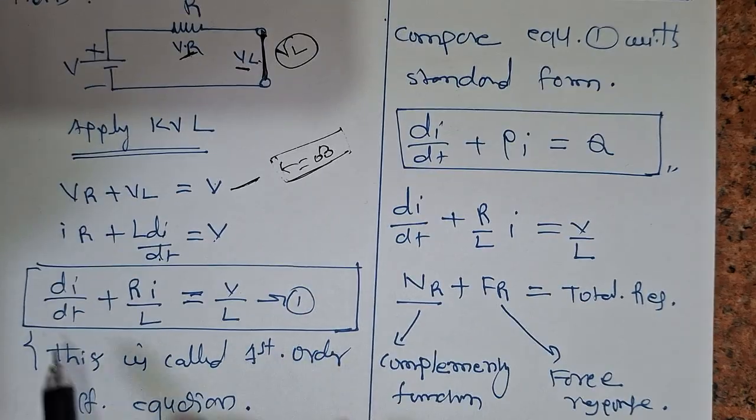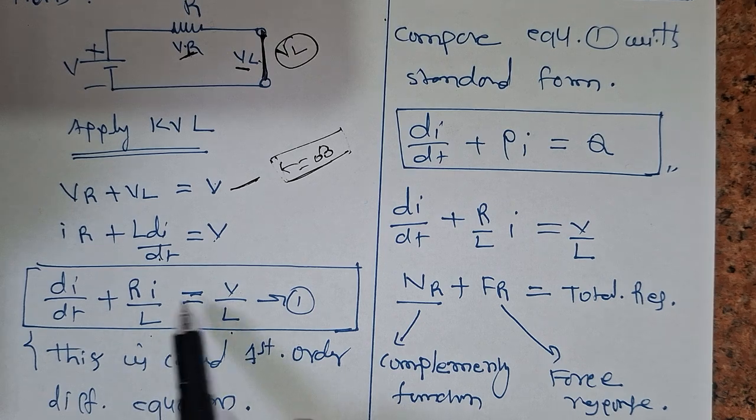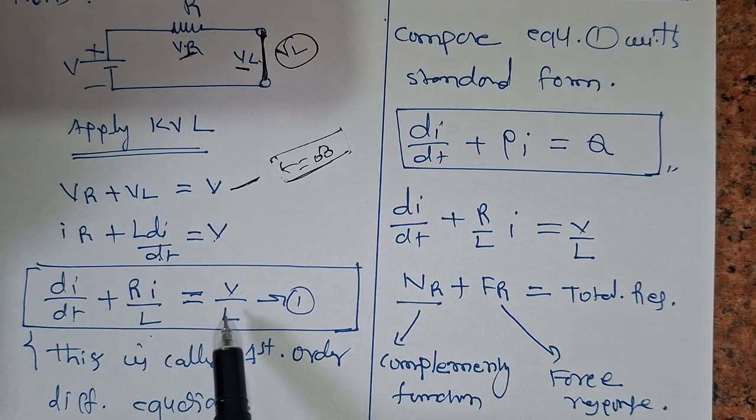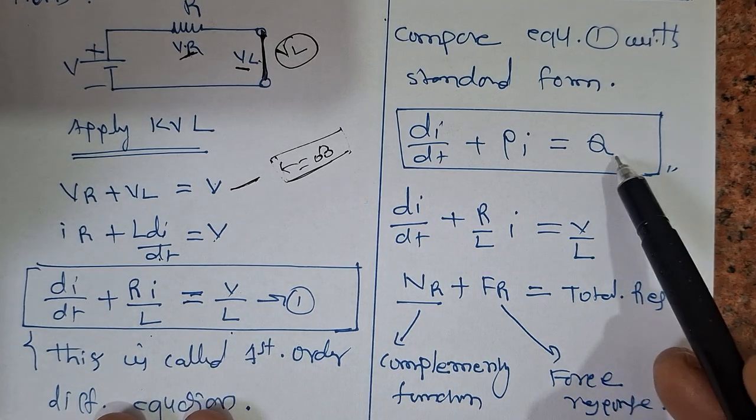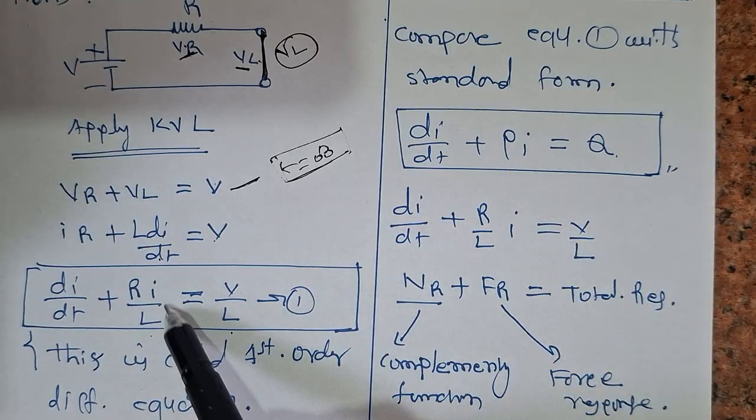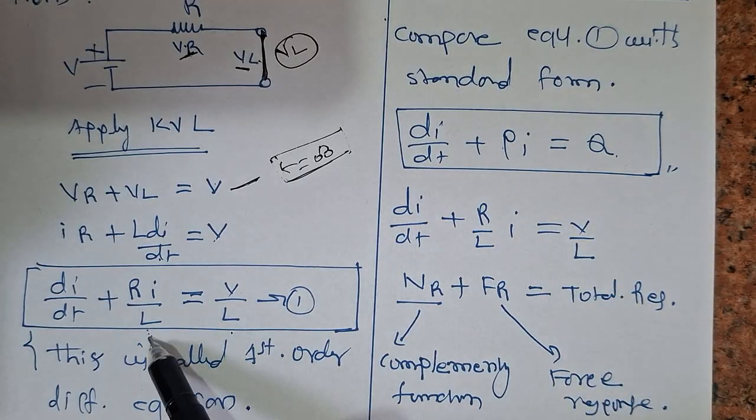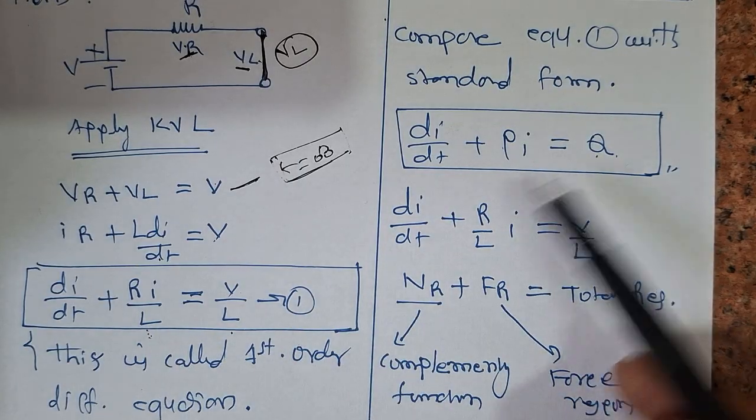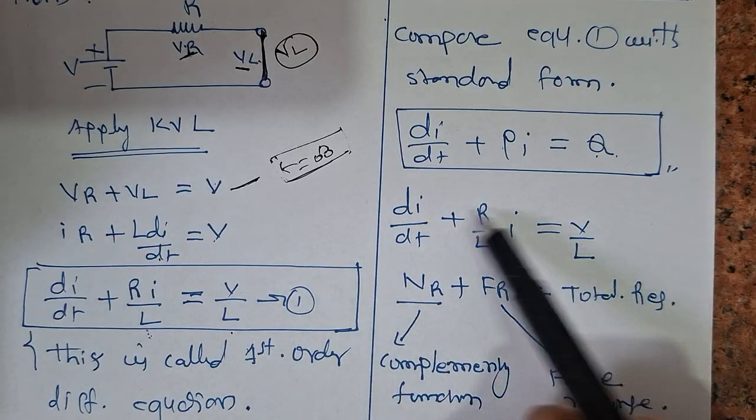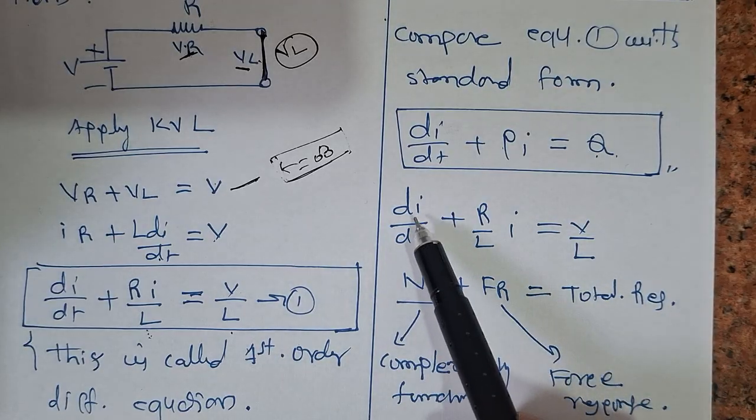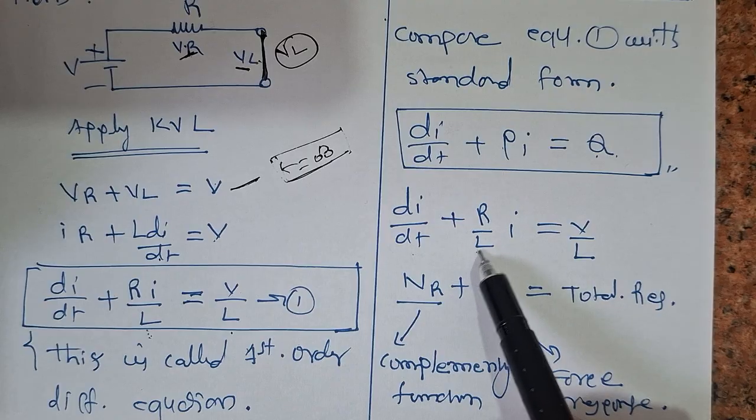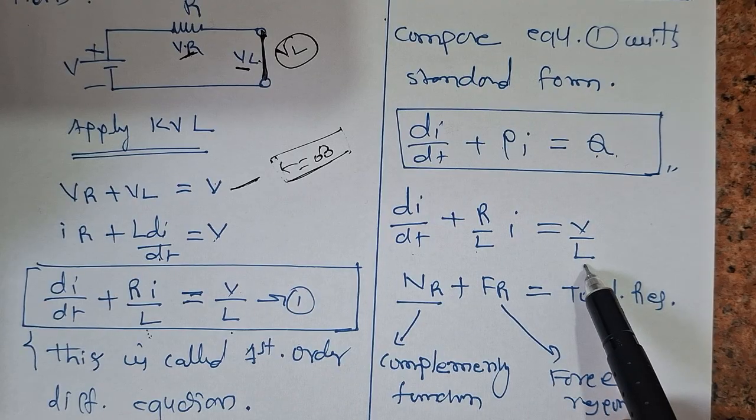So this is the di by dt, R by L is equal to V by L. This is equation number 1 of the RL circuit. So this equation we are comparing here. So what is the P? Ri by L, so R by L. So when you compare, P is R by L. So what is the Q? Q is V by L. So this is the comparison. So di by dt plus R by L into I is equal to V by L.